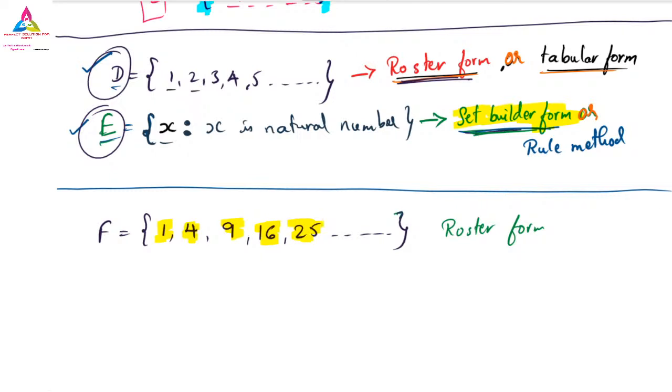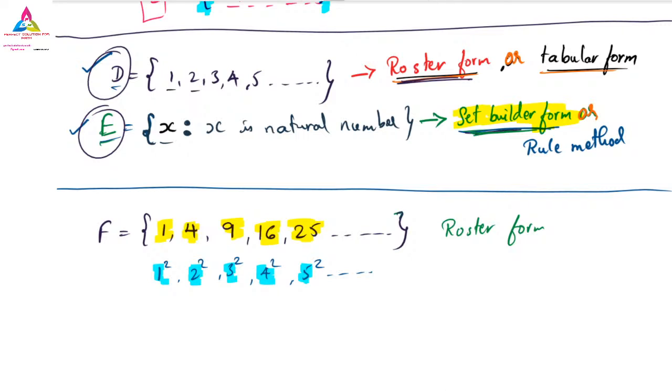That is most important. Here the logic is all the perfect square numbers: 1 square, next 2 square, next 3 square, next 4 square, next 5 square, and so on. So these are the squares of a number, that is, a natural number. Because 1 is a natural number, 2 is a natural number, 3 is a natural number, 4 is a natural number, and 5 is also a natural number. So it is a set of squares of natural numbers.